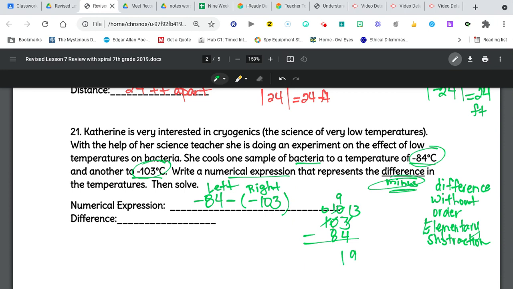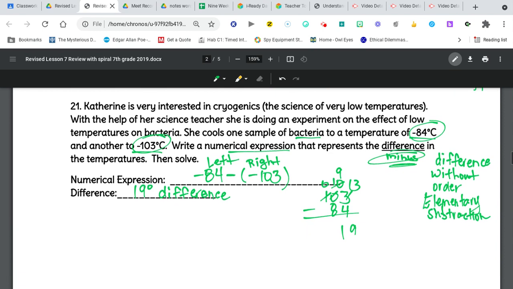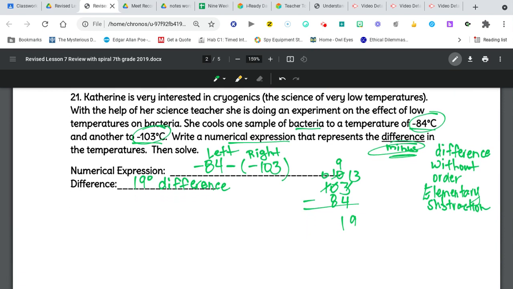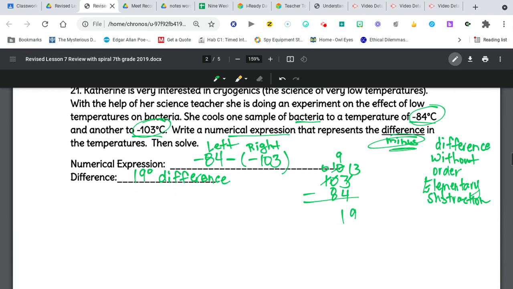So we're looking at a 19-degree difference. And I hope everybody can tell that the difference between negative 84 and negative 103 is 19. It's a difference of 19. I can't say whether it's positive or negative because I don't know which one she started with. So I just go with the natural default, which is elementary subtraction. Okay?